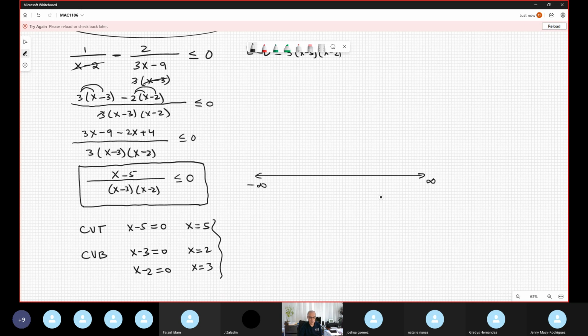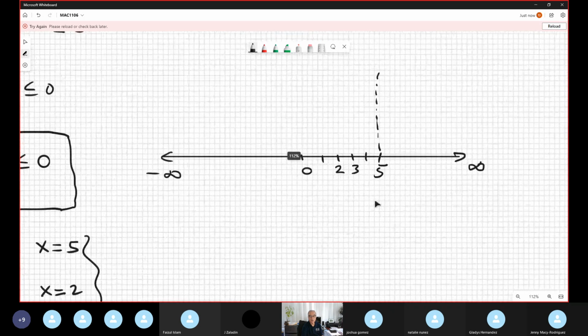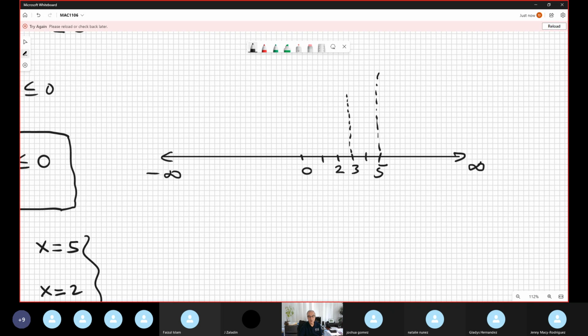So now, this is my famous real number line. The critical values are 2, 3, and 5. One partition, 2, and this is 3. Let me zoom to see much better. 3 partitions, 4 intervals.